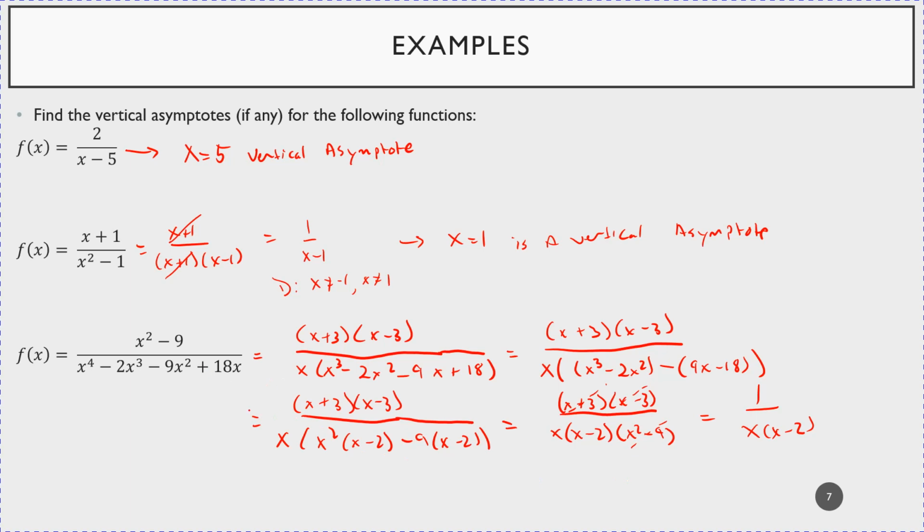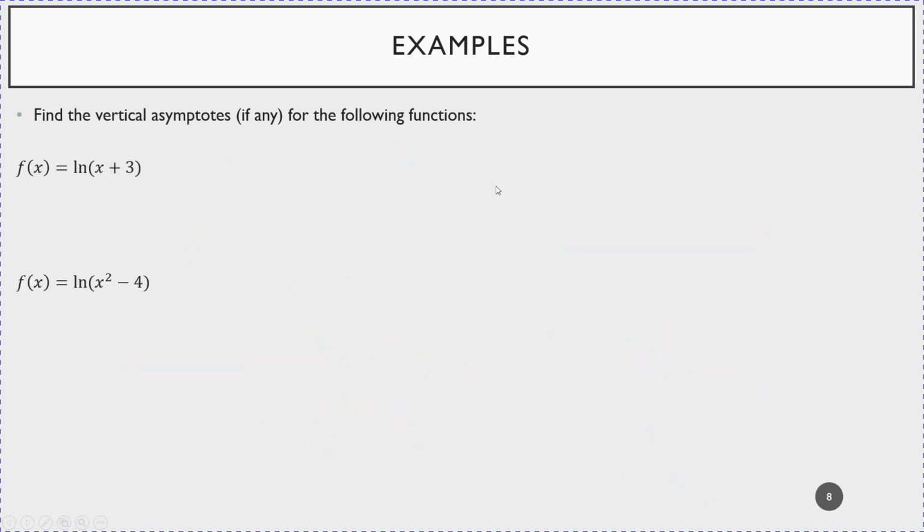So even though you cannot plug in negative 3 or 3, what would happen is if you did, you would get a 0 divided by 0. So what that means then, just looking at this denominator, there's only vertical asymptotes at, well, you can't plug in x is equal to 0. And you can't plug in 2. So if you have these rational functions, simplify them, and then just look at the simplified version for finding the vertical asymptotes. All right, let's look at these transcendental functions here, these natural logs.